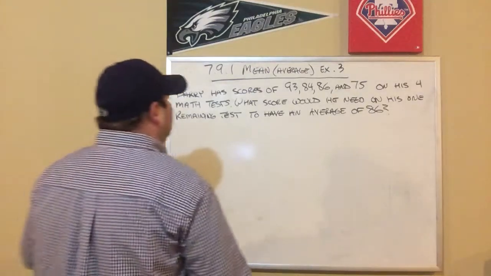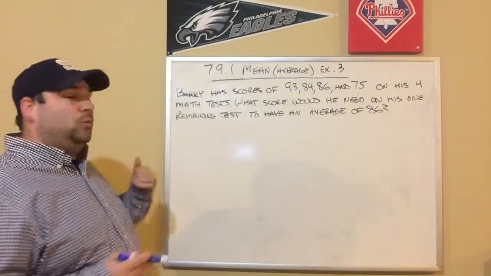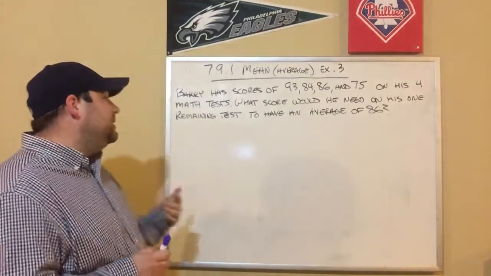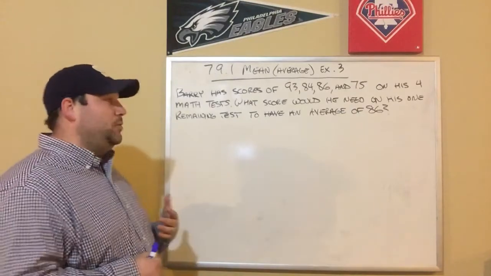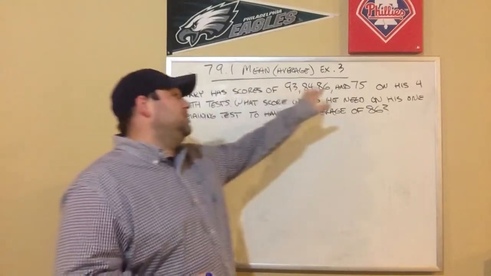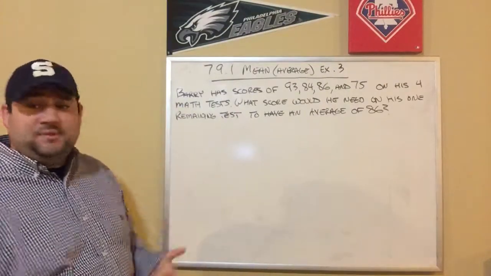All right, 7th grade. So we're looking at example 3 on mean or average. So we got a word problem here. It says Barry has scores of 93, 84, 86, and 75 on his 4 math tests. So we know his scores on the 4 math tests. If I asked you to find the average of his 4 math tests, you could do that. You just add them up, divide by 4.